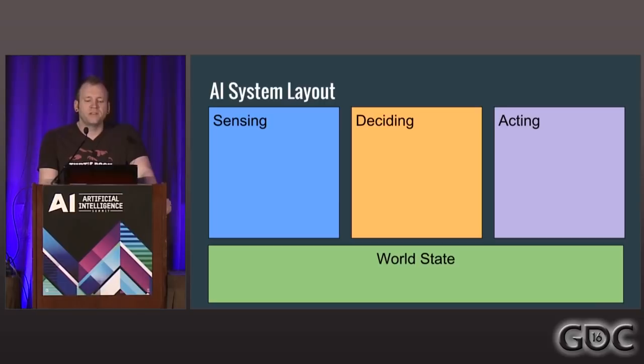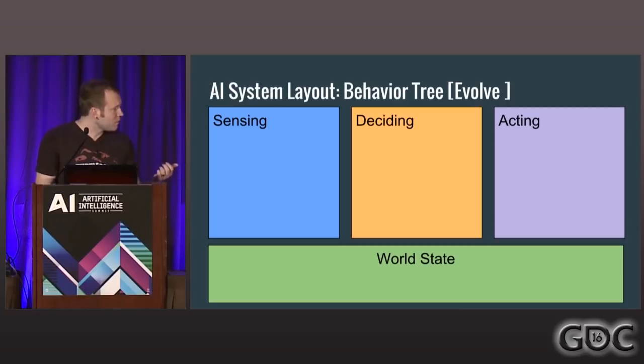So let's talk about the different architectures and how they would fit in these areas of responsibility, because we all don't use the same things. And hopefully you're already thinking about your own systems at home, how they would fit into this stuff. Maybe you're finding some that are crossing these boundaries that are giving you trouble. So for Evolve, we use our behavior tree. We've already talked about this.